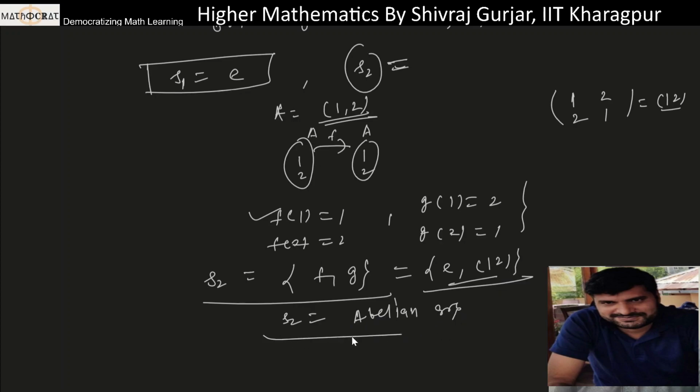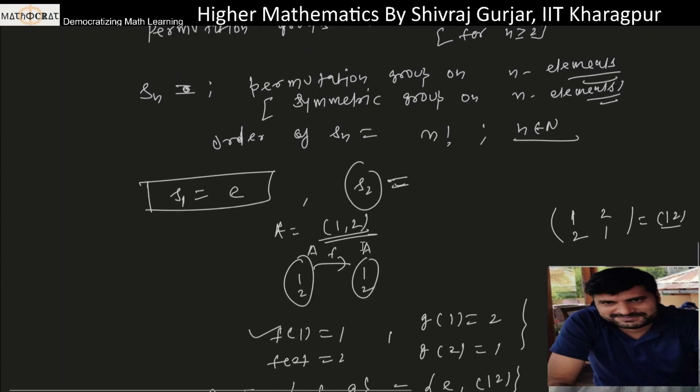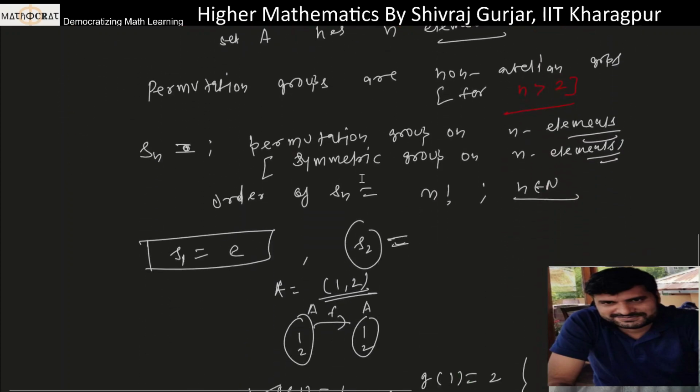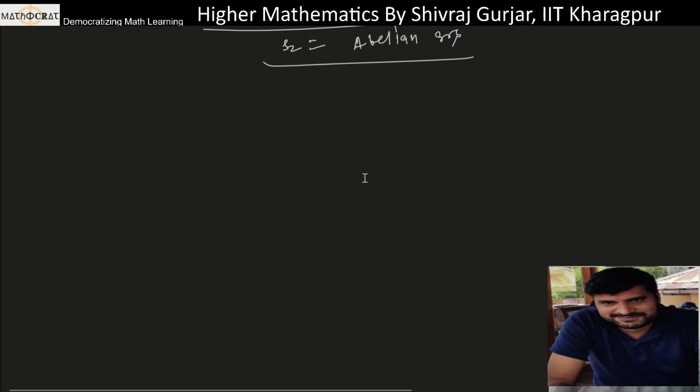Okay, so not greater than or equal to 2, basically greater than 2. Here n should be greater than 2. So if n is greater than 2, then Sn is a non-abelian permutation group and a non-abelian symmetric group on n elements. Okay, now look, these permutations also have a cyclic notation, the cycle notation of permutations.